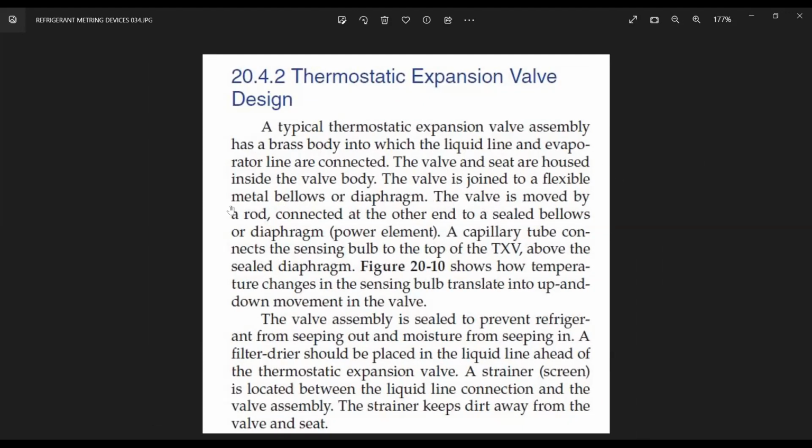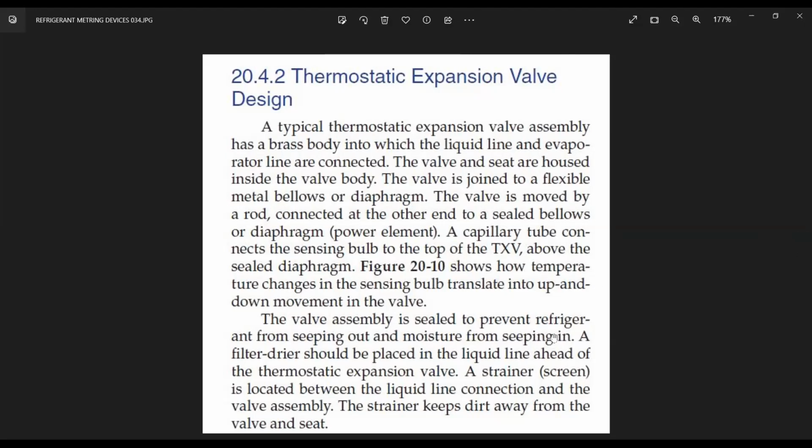The wall is moved by a rod connected to the other end and sealed bellows or diaphragm power element, basically the power element. The capillary tube connects the sensing bulb to the top of the TXV above the sealed diaphragm. Okay, so this figure shows the temperature changes in the sensing bulb translates to up and down movement of the wall. Okay, the wall assembly is sealed to prevent further refrigerant from seeping out and moisture from seeping in.